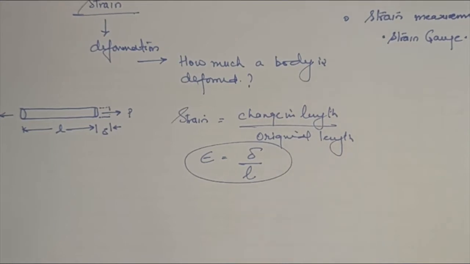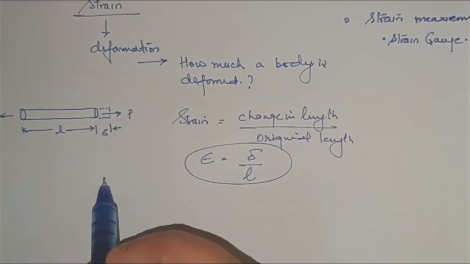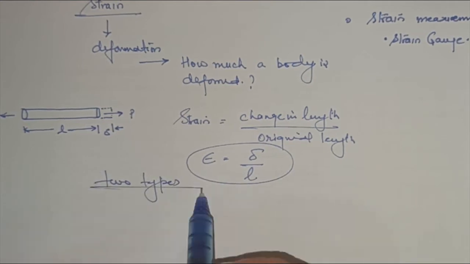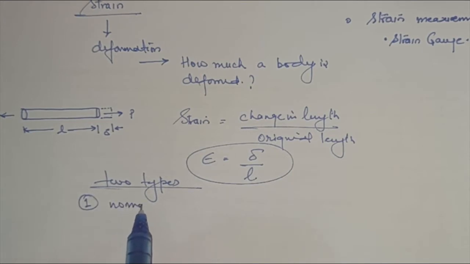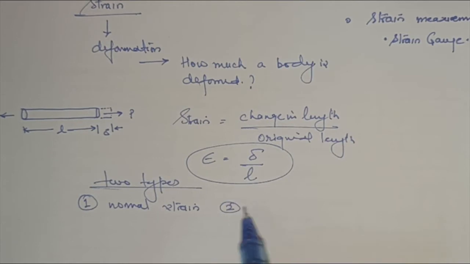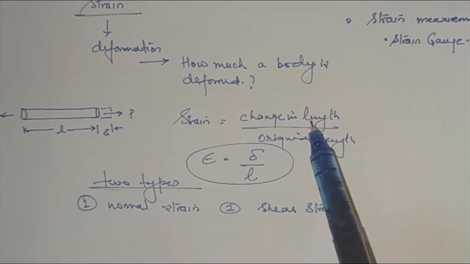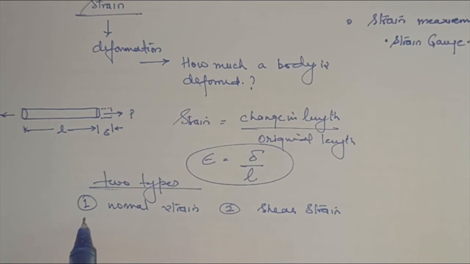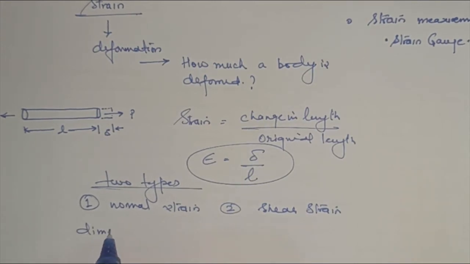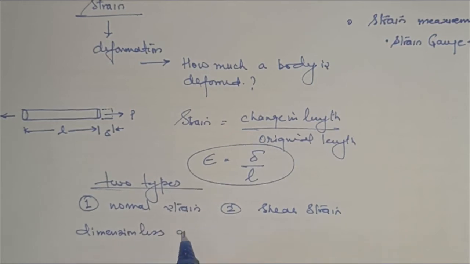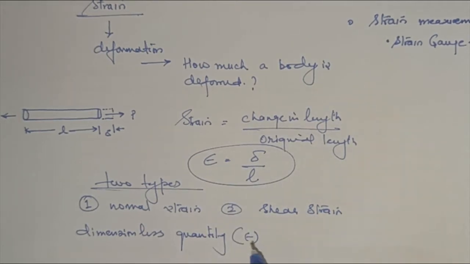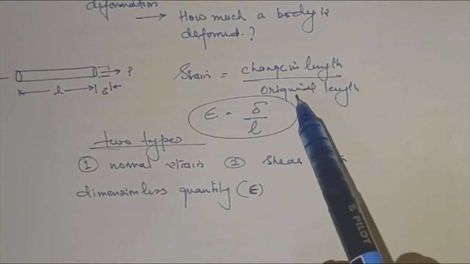Further, it is also of two types. One is normal strain, and another one is shear strain. Strain, as you see there, is the ratio of lengths: change in length by original length. So strain is a dimensionless quantity. Though stress has a unit of MPa, Newton per meter square, strain is a dimensionless quantity, change in length by original length of the body.